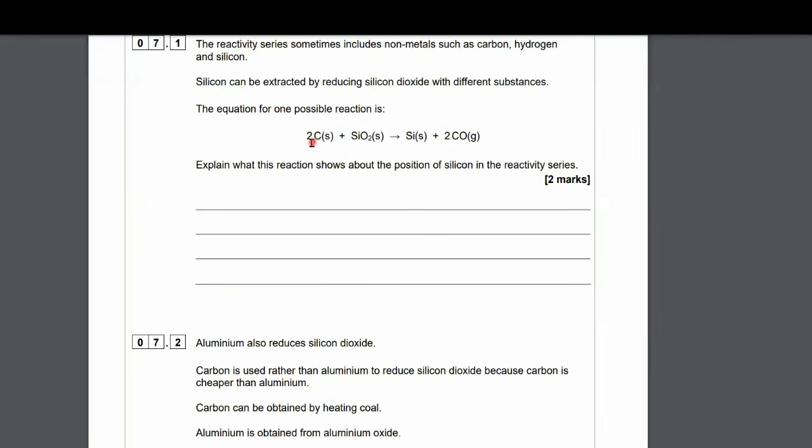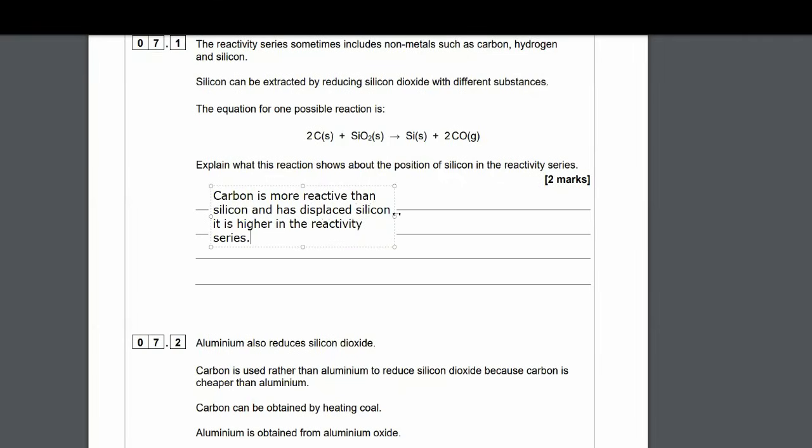Well, what's happened here is that the carbon over here has pushed the silicon away from the oxygen, and the carbon has taken the oxygen. So the carbon has actually been oxidized, and it's done this by reducing the silicon, by stealing its oxygen. What does that tell us about carbon? It tells us that carbon is more reactive than silicon and has displaced silicon. It is higher in the reactivity series.